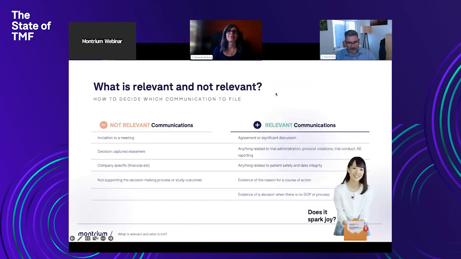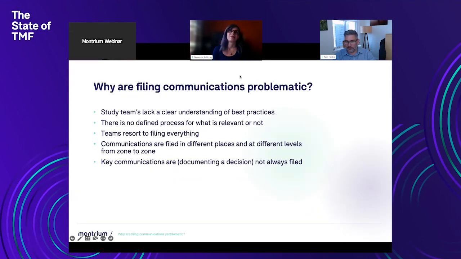All right, perfect. What I wanted to talk about next was, we talked a lot about the guidance documentation, when it comes to what's included and what's not included, but naturally that presents some issues. It makes filing communications and the process problematic. And from what we see, and I'd love to hear Paul and Donatella's thoughts here, some of the issues are that study teams lack a clear understanding of what the best practices are, which hopefully we'll address today. There's no defined process for what is relevant or not relevant when it comes to communications. Teams then, as a result, resort to filing everything, which presents an even larger issue.